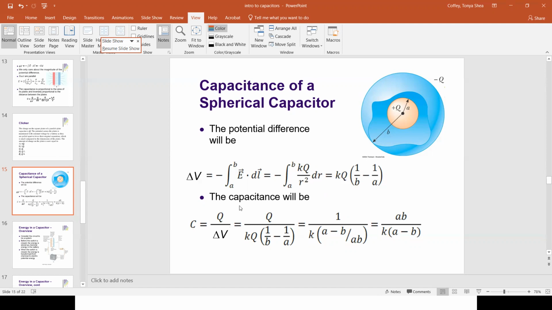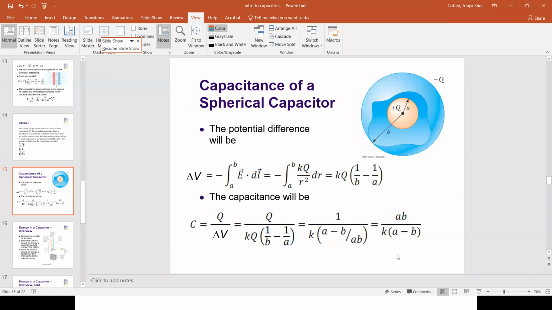And now we're going to take that voltage and plug it into our formula for the capacitance. C is equal to Q over delta V. And then I have Q over kq times 1 over B minus 1 over A. The Q's cancel out top and bottom, and forming a common denominator for 1 over B minus 1 over A, it would be 1 over k times A minus B divided by AB. And then I move the AB to the numerator, and I have AB over k times A minus B. And that would be the capacitance for a spherical capacitor.